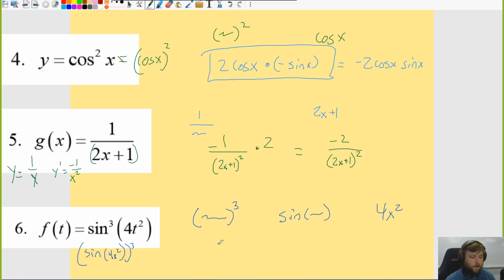So deriving this, 3 times sine of 4t squared, to the squared, because that's the derivative of something cubed. And it'll be times derivative of sine, which is cosine of the inside, 4t squared. I keep trying to type x. And then times derivative of that, 8x.